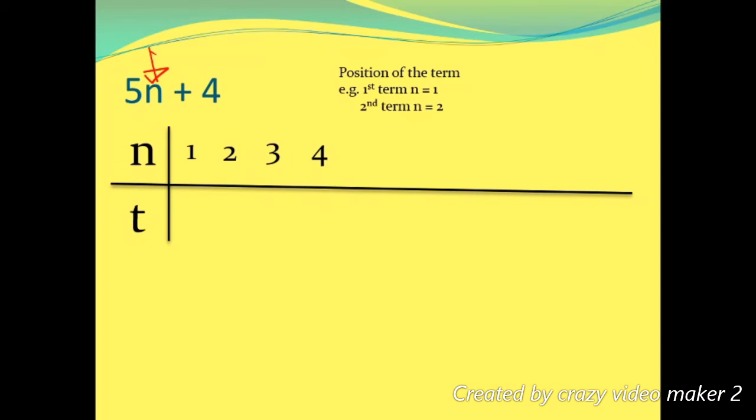So to work these out, it's 5n plus 4. So I have to do, for the first term, 5 times 1 plus 4, which is 9. My second one is going to be 5 times 2 plus 4, which is 14, and then 5 times 3 plus 4.